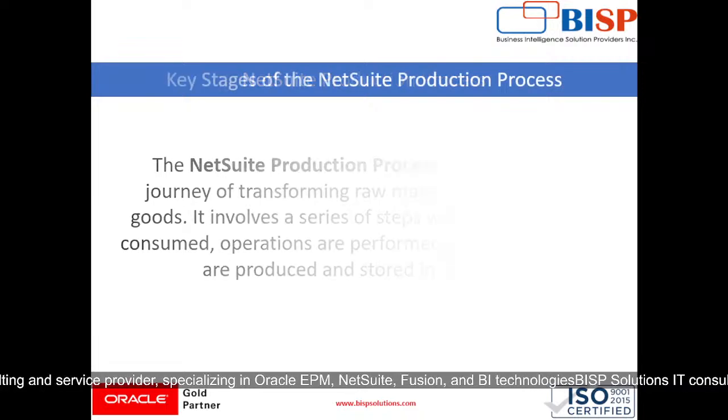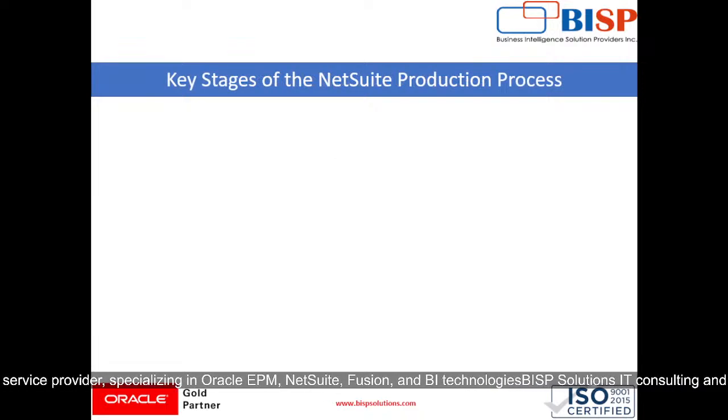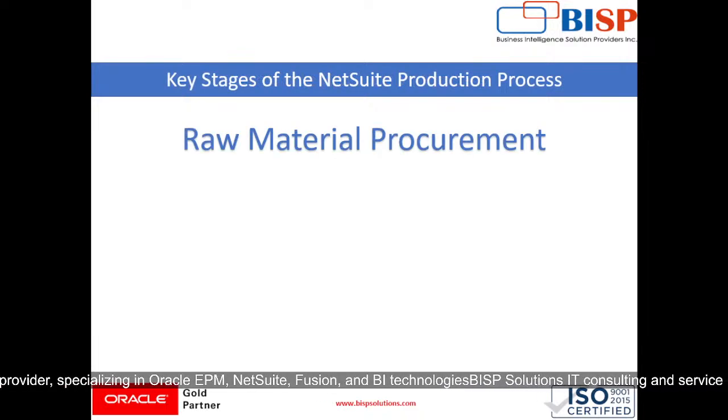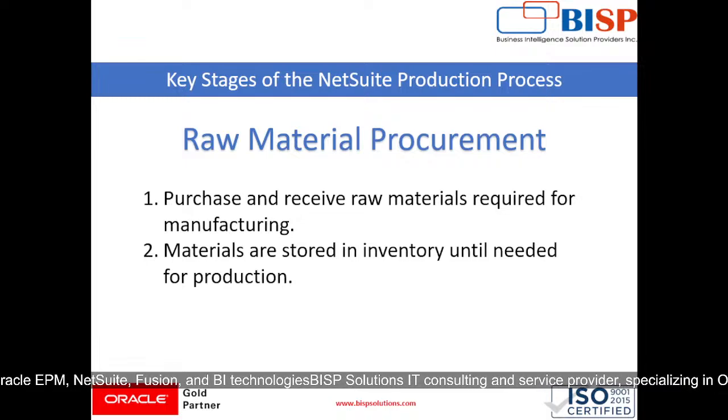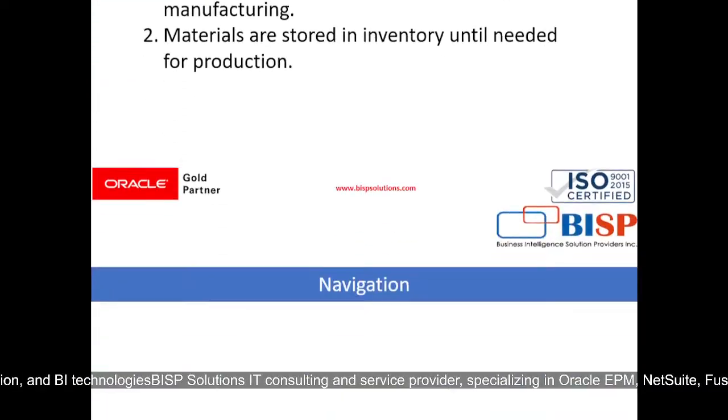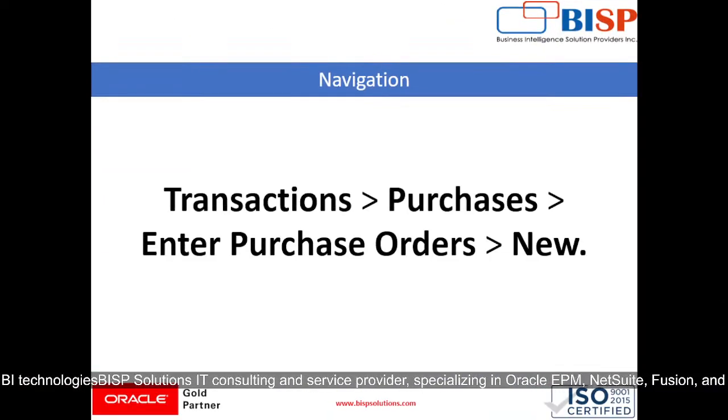Key stages of the NetSuite production process. First is raw material procurement, where we purchase and receive raw materials required for manufacturing, and materials are stored in inventory until needed for production. The navigation says go to transactions, under transactions, purchases, then click on enter purchase order and then new. After the purchase is done, we have to receive the items into inventory.